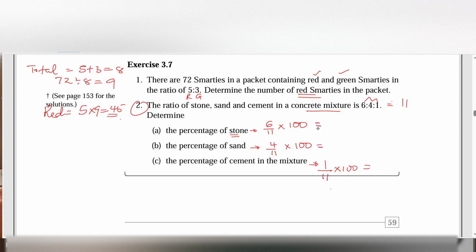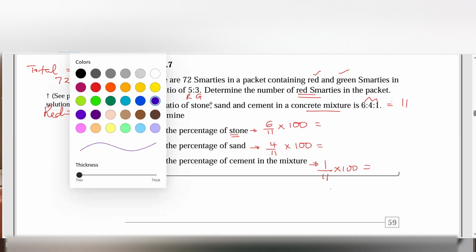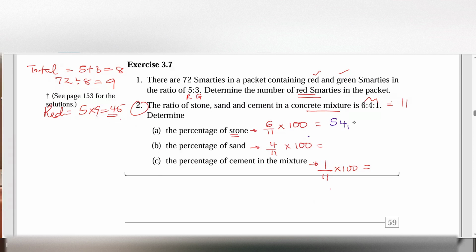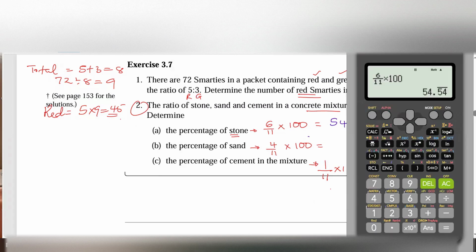Let's use the calculator and see what kind of answers we end up with. 6/11 times 100 gives me 54.54 percent. I'm going to keep it to two decimals so that we end up with the same accuracy. Then 4/11 times 100, since we want a percent, is 36.36.